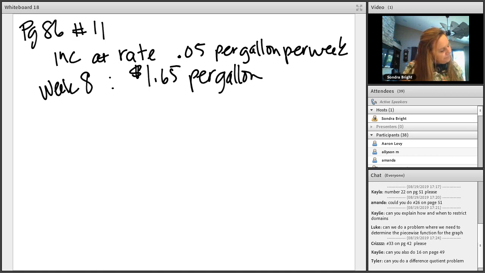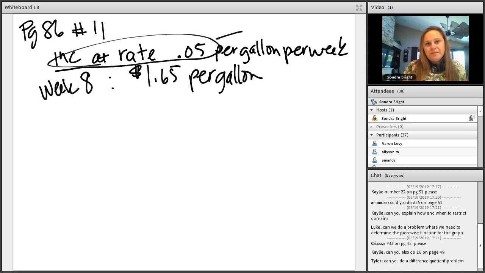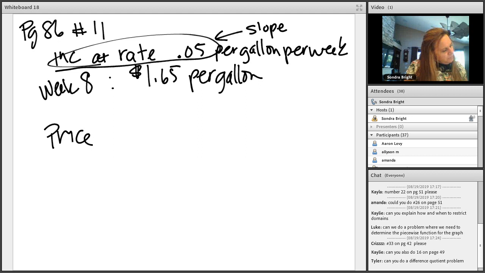$1.65 per gallon. Find an equation in standard form. Okay. All right, so increasing at a rate of 0.05 per week. What they gave you, it's increasing at a constant rate, right? That's your slope. And then they gave you that week 8 was $1.65 per gallon. Okay, now they say find an equation in standard form giving the price of gasoline as a linear function of time.